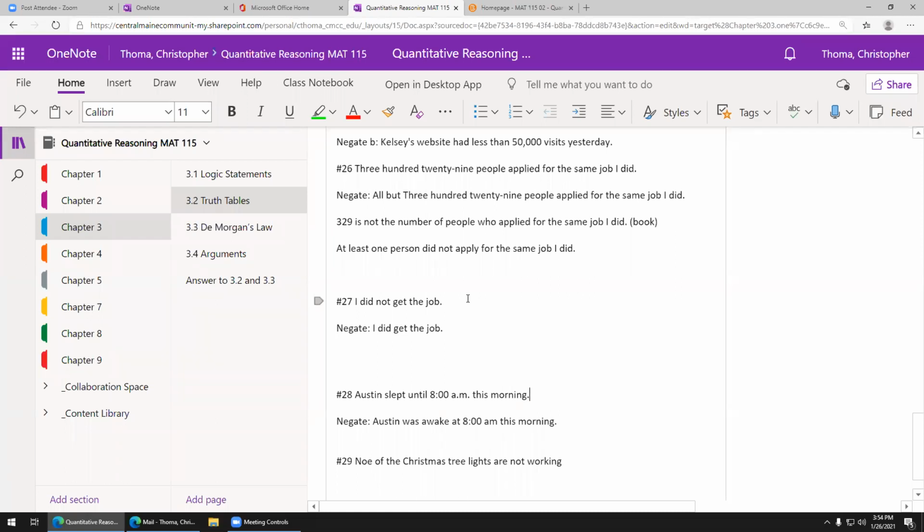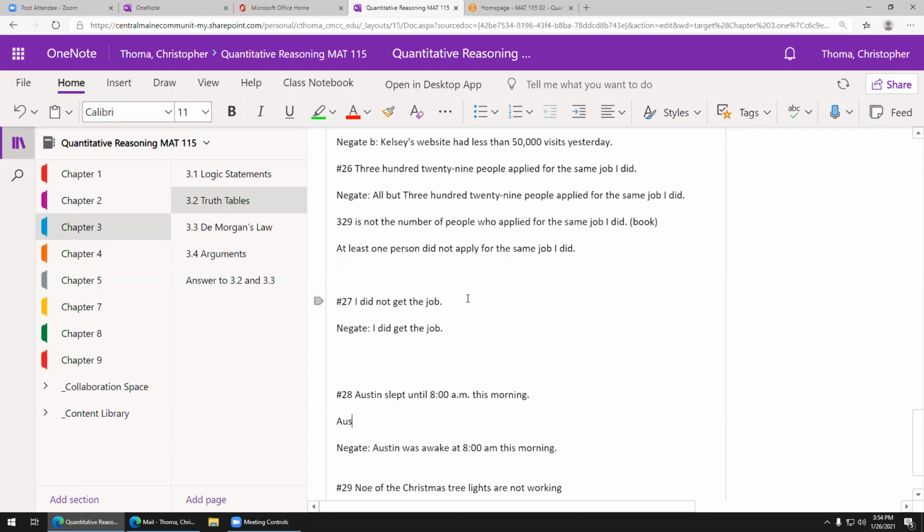I like that, Julie. Could you also say Austin did not sleep until 8 a.m. this morning? Yeah, Austin did not sleep until 8 a.m. this morning. That's a good one. Actually, I think that's the answer the book uses as well. I believe our book only gives us the odd answers. Yeah, it does. That makes it so us lazy instructors don't have to come up with our own problems.